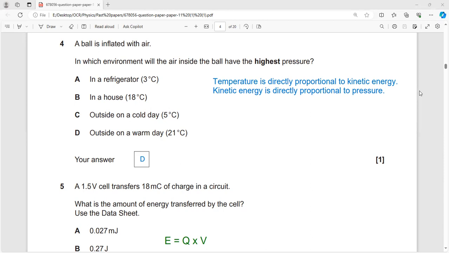So we can see which option has the highest temperature. You can see option D, outside on a warm day, that's 21 degrees Celsius. That is the highest temperature compared to the other options. So D is our correct option here.